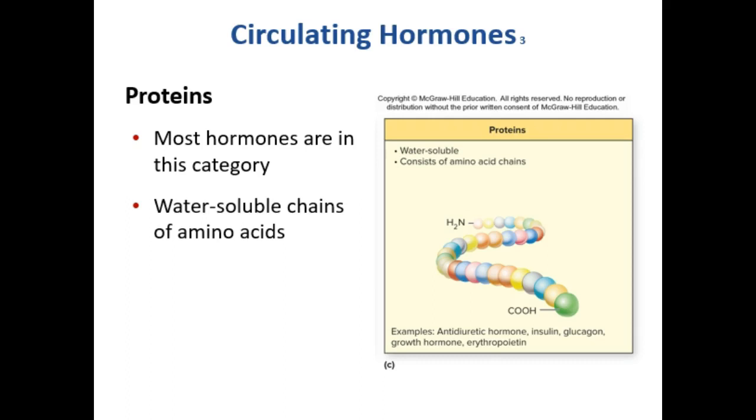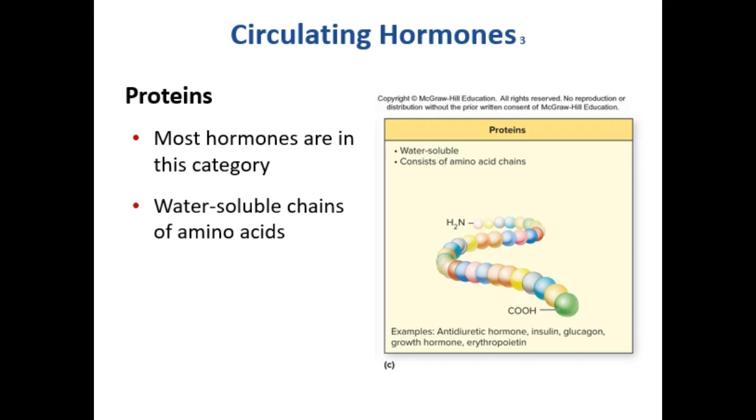So let's talk about proteins. Proteins are probably the category where most hormones are found. This is the most common type of hormone you're going to find. The key distinguishing feature with these proteins is that they are water soluble, meaning they do mix with water very well. That means they're probably going to mix with your bloodstream really well too, so that's a good thing. And so this is a good distinguishing feature different from the lipid-soluble hormones of the steroids.